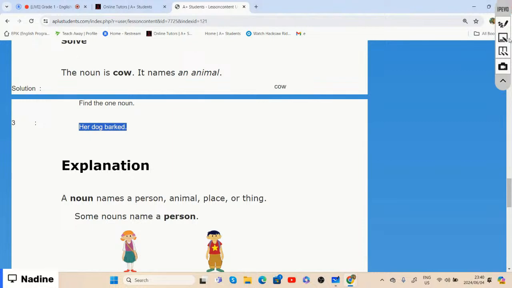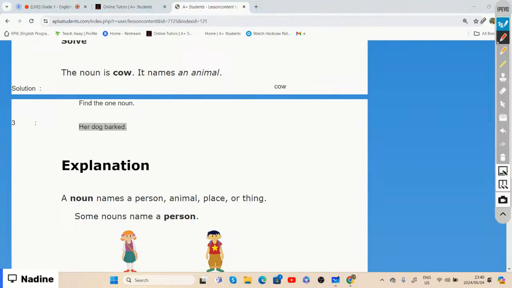All right, and if we were to find the one noun, then we can say dog is our noun and dog names an animal, right? So dog is a noun and it names an animal.